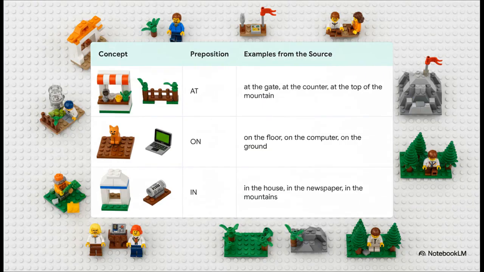Okay, so here's the absolute core of it all. We use at when we're talking about a very specific point, like you're at the counter. We use on when something's on a surface, like a book is on the floor. And we use in when we're talking about something being inside a larger, defined area, like being in the house. Point, surface, space. That's the whole game.